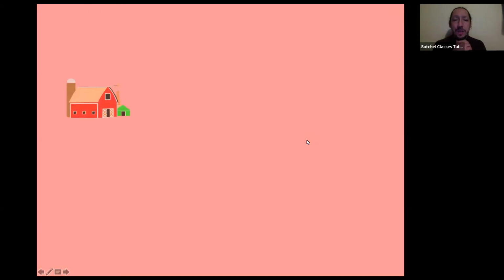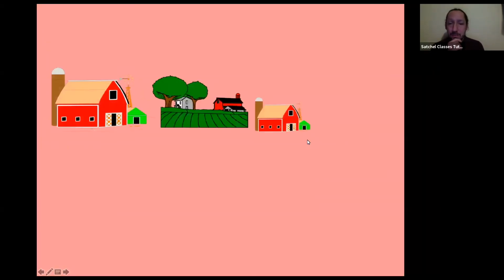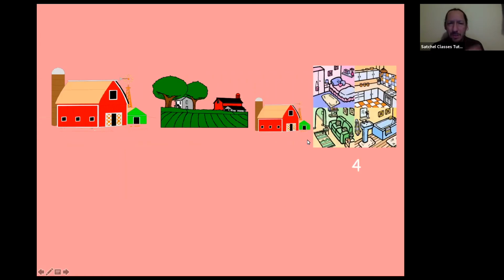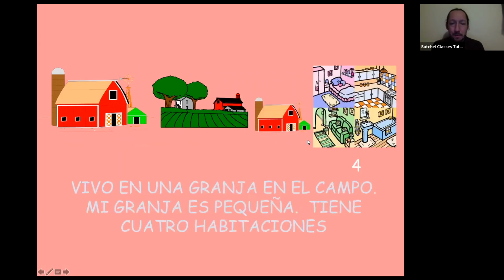Okay, so now I'm going to show you a farm. It's in the countryside, and it's a small farm, and it has 4 rooms. So let's see how we say this in Spanish. Vivo en una granja en el campo. Mi granja es pequeña, tiene 4 habitaciones. Now, you can take a picture of it if you want to with your phone, yeah? And the most important thing is try to remember the sentences and try to make your brain used to the structure. So always pronounce. Use your verbal skills to pronounce every single one of these sentences.